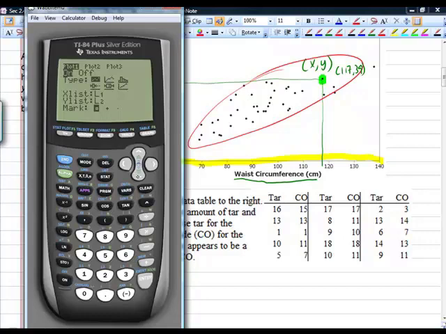Then we hit the arrow down to go to the different types of graphs. And the first type of graph that is highlighted is going to be our scatter plot. This is what we actually want to look at. So we're going to go down to the X list. If you put the tar data values in list 1, that's what you're going to use for the X list. That's your horizontal axis. The X-axis is the horizontal axis. And list 2 then would be your Y list.